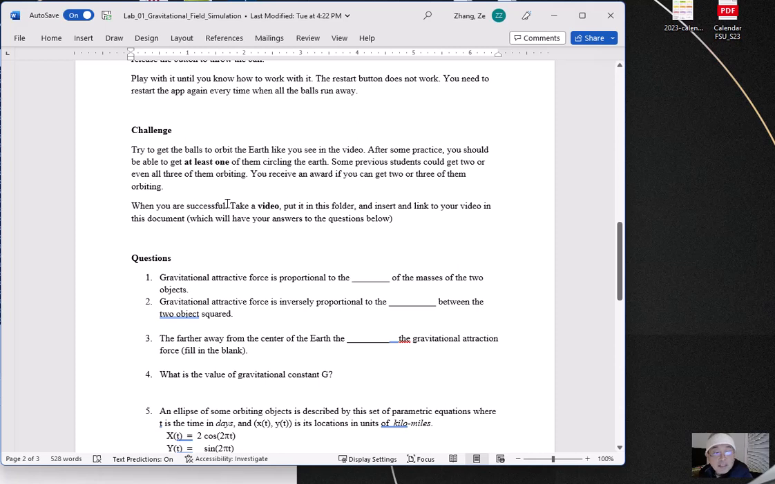Okay, when you are successful, take a video. Maybe that video only lasts like 20 seconds or so, and insert a link to your video into this document. Don't send the video file, but try to learn how to upload that into your Instagram or YouTube, and put a link in a Word file. So that's a good skill.